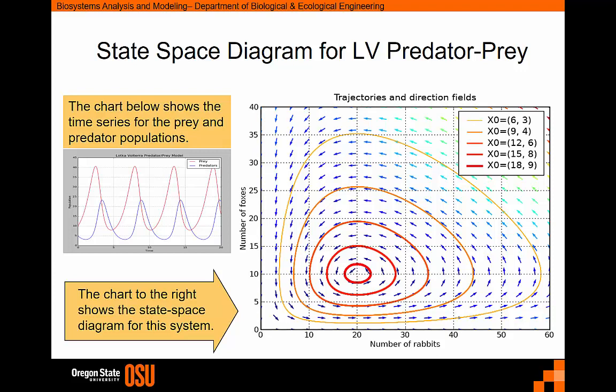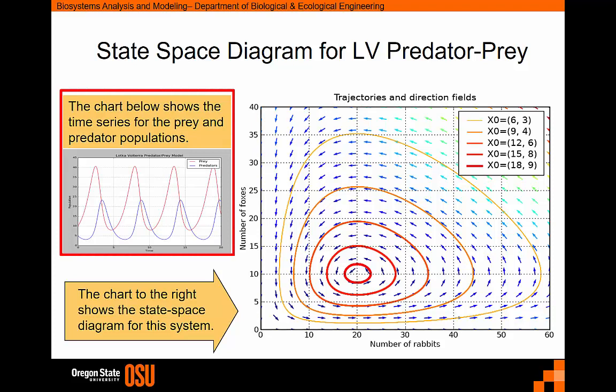Here, we see the time series traces on the left-hand chart and the state space diagram on the right-hand chart for the predator-prey system. Looking first at the time series traces on the left, we see that for both predator and prey, each oscillates periodically through time. As rabbit populations increase, foxes increase as well due to the increased availability of prey. This in turn causes a reduction in the rabbit population, which in turn leads to reduced predation and therefore reduced fox populations. With reduced fox populations, the rabbit population can rebound and the cycle starts over again.